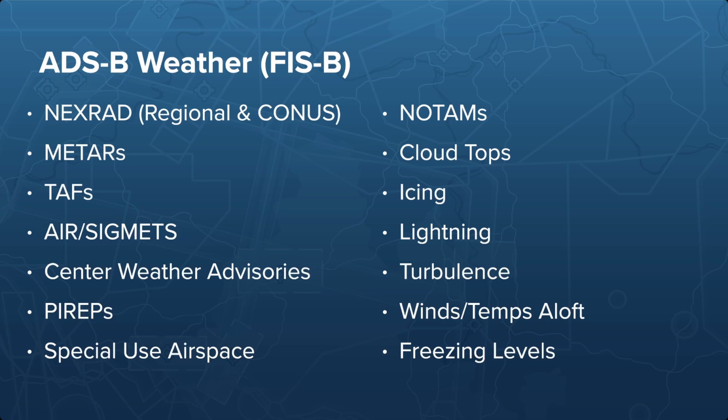Now, there's a difference between what's called TIS-B and FIS-B. FIS-B is going to be your ADS-B weather, and from that you can get NEXRAD, which is your radar, METARs, TAFs, AIRMETs, SIGMETs, CWAs. You can get your PIREPs, your SUAs, or special use airspaces, NOTAMs, cloud tops, icing, lightning, turbulence, winds and temperatures aloft, and freezing levels. So a lot of great information to keep you situationally aware while you fly.